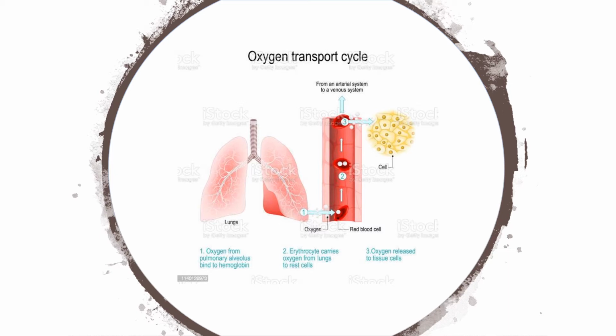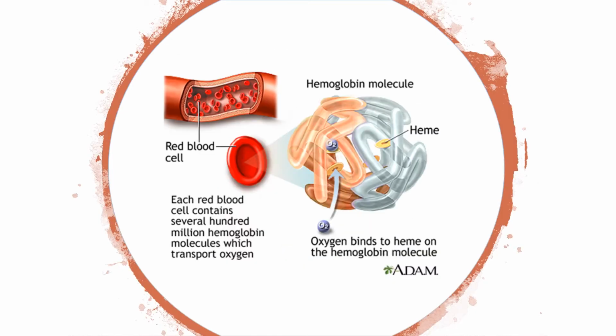But going a little deeper, for further explanation. Here is the picture of our red blood cells. Each cell contains several hundred million hemoglobin molecules. So this here is the hemoglobin molecule, and these are what are carrying oxygen. The oxygen is binding to the hemes on the hemoglobin molecule.